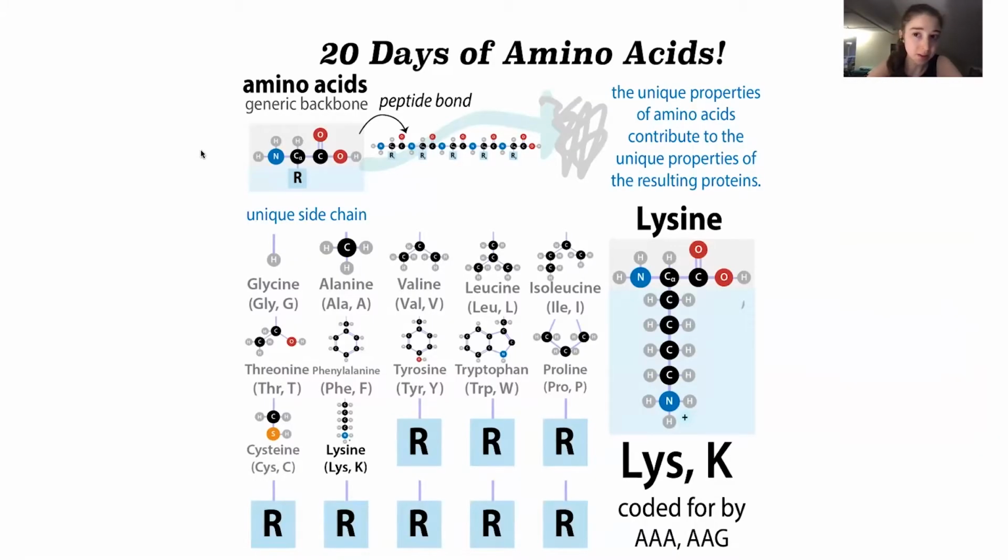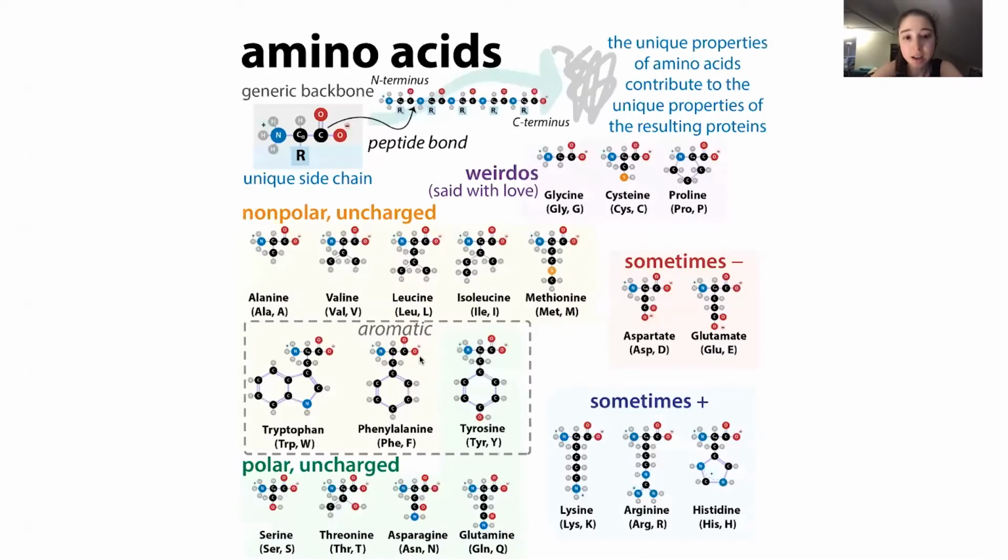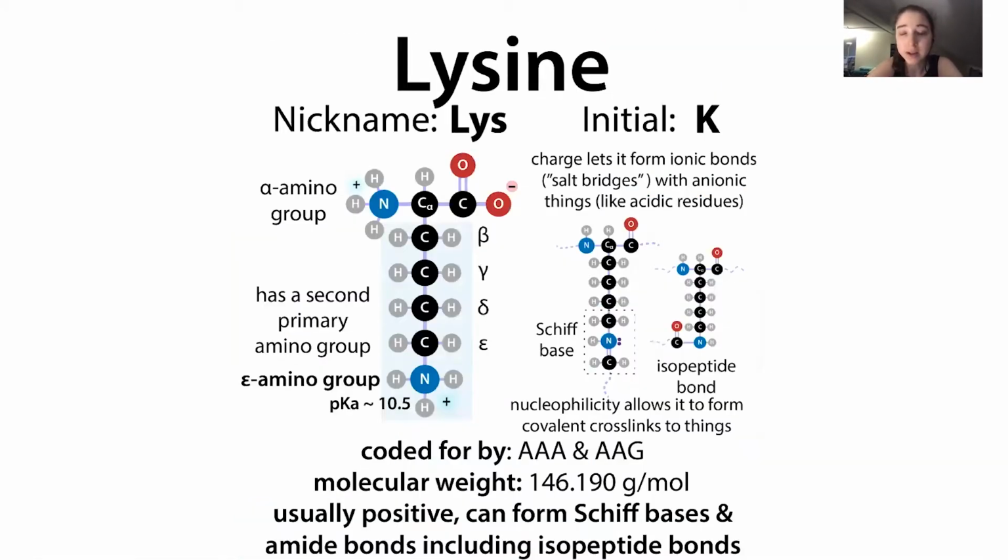So day 12 of 20 days of amino acids, and today is all about lysine. Like all amino acids, it has a generic backbone that has an amino group and a carboxyl group, and then a unique side chain. All of these amino acids have unique side chains with different properties that are going to influence how the protein folds and functions. And so lysine is here. It is one of what we call the basic amino acids. We'll get into why in a minute, but it's typically positively charged.